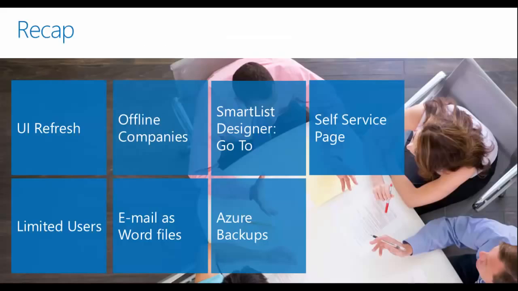Thanks for joining me today. As a recap, we've seen the changes that were made to the user interface. We've taken a look at how you can take a company offline. We've seen the new go-to functionality added to SmartList Designer. We've taken a look at the new self-service homepage. We've reviewed the new features available for limited users. We've seen how you can email reports as Word documents. And we've taken a look at the Azure backups. Thank you.